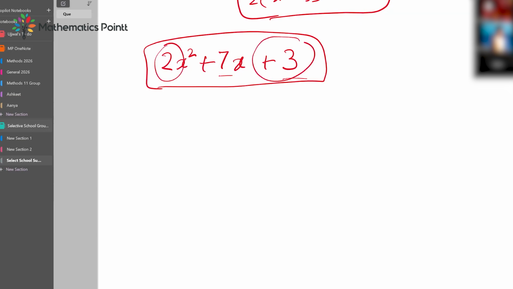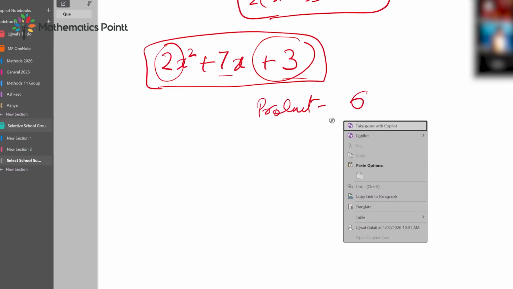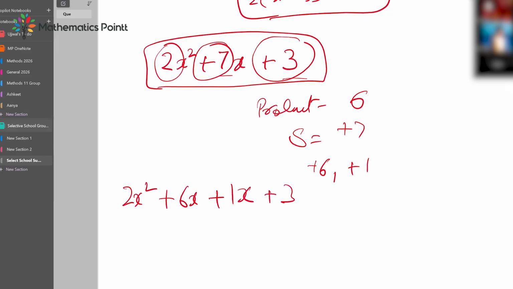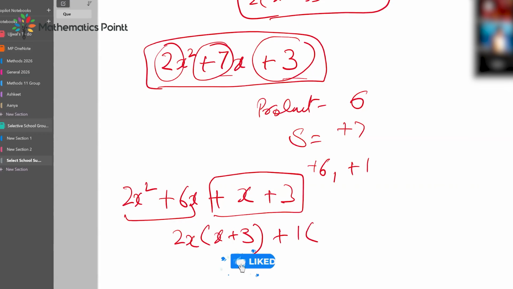Positive 3 and 2. So I need the product to be a 6, and I need the sum to be 7. So the pair is positive 6 and positive 1. Simple. 2x squared plus 6x plus x, or 1x if you want to write it. I don't write it. Plus 3. Pull out the common factor, 2x. You have x plus 3 here. And you haven't got any common factor out, so your common factor is 1, x plus 3.